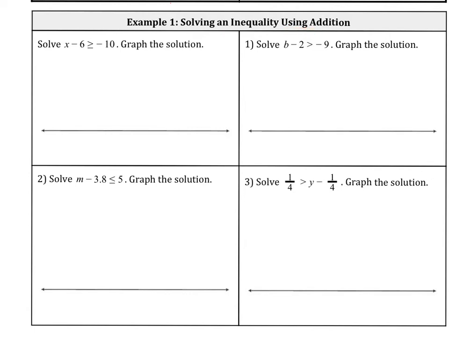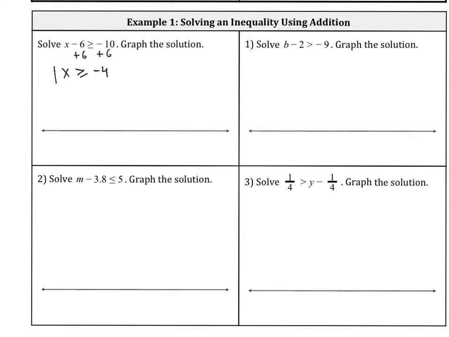Example number 1, solving an inequality using addition. To solve the first inequality, x minus 6 greater than or equal to negative 10, you're going to add 6 on both sides. When you add 6 on both sides, you get x greater than or equal to negative 4. Now we are going to graph this on a number line.